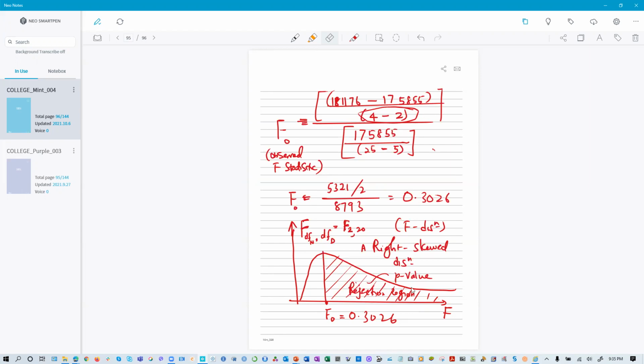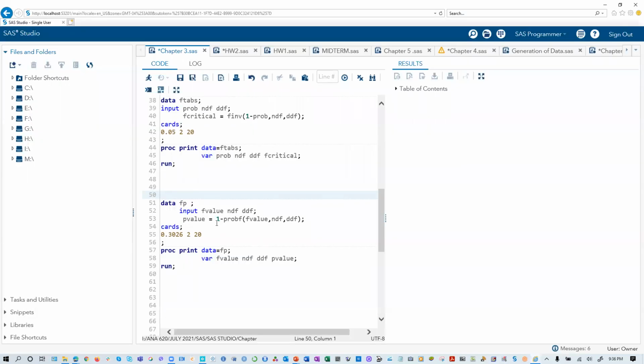So this is the area. That area is called the probability. That is the p-value, but they calculate to this side. I need the right, but they calculate to the left. Because of that, I'm going to subtract from 1. The total is 1 minus the value you give, the f value.